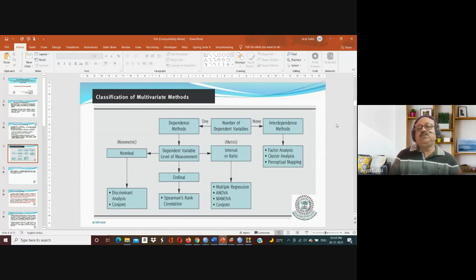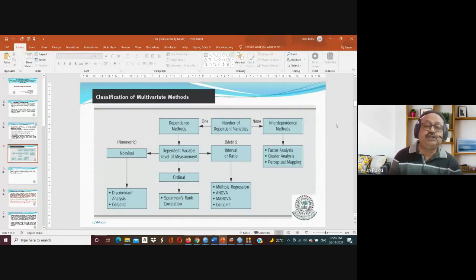Now, if you are going for the dependence method, then comes the nature of data. In case of dependence method, if it is non-metric data, that means you have access to certain nominal data, you can go for discriminant analysis or conjoint analysis. If you are having ordinal kind of data, you can go for rank correlation and all that. And if you are having interval or ratio data, which is metric data, you can go for regression, ANOVA or MANOVA or conjoint analysis. So again, depending on what kind of data, you have to be sure about the kind of data that you have collected.